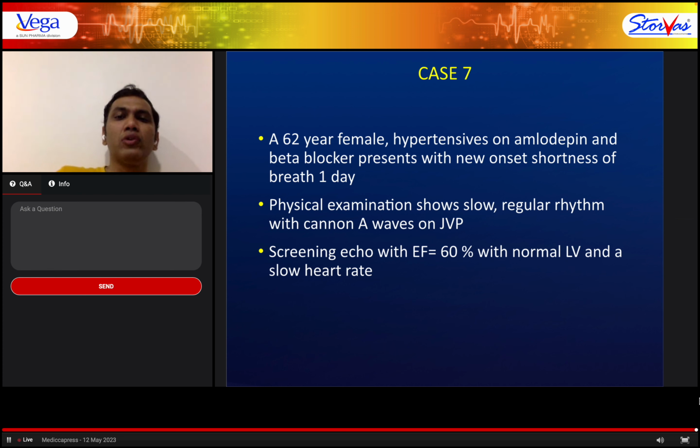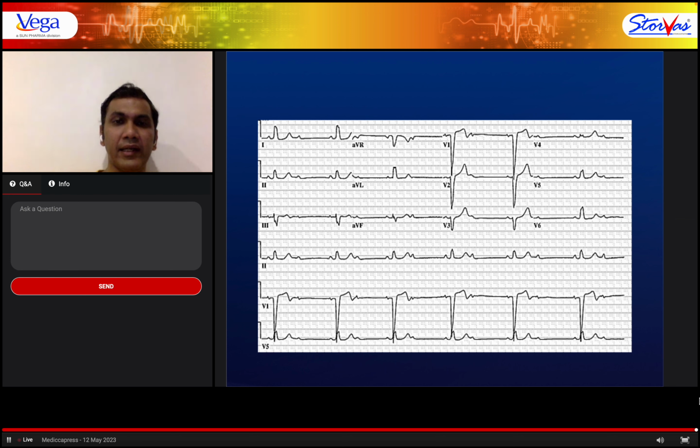Physical examination shows a slow regular rhythm, cannon A waves on JVP, screening echo with an ejection fraction of 60% with normal LV and a slow heart rate. Now, taking a look at this ECG, at the outset, immediately you can see that probably not every P wave is followed by a QRS. There is a slightish, widish QRS that you can see.